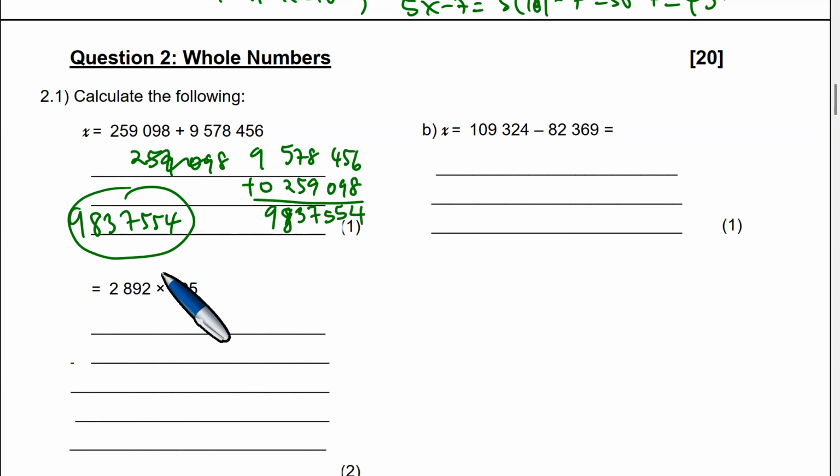Okay, so that is the answer. B, what do you think the answer is to B? Please let me know when you're done. So is the answer 26,955? How did you get it, Lindsay?